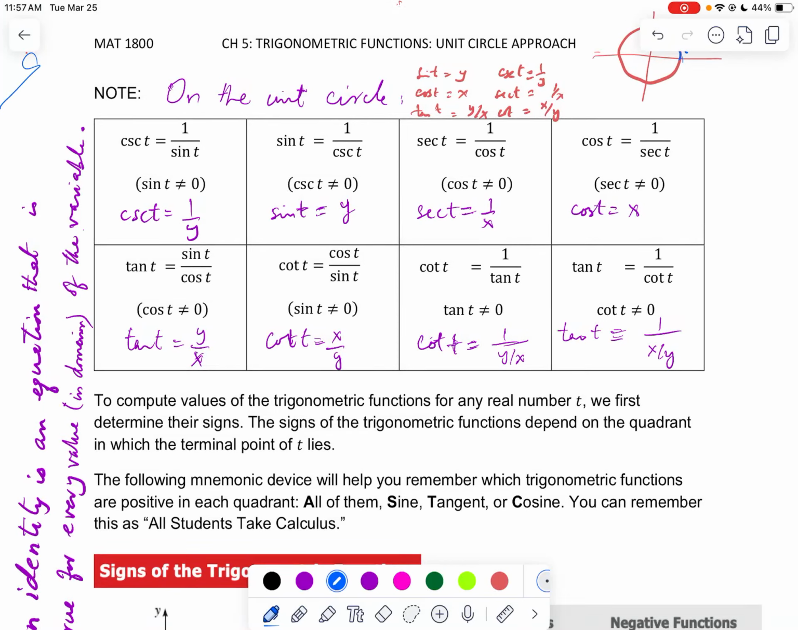Continuing with section 5.2, we saw how we define the 6 trigonometric functions for a real number t using the terminal point xy on the unit circle for the real number t. So now, from those definitions, we can create relations or equations between the trigonometric functions.